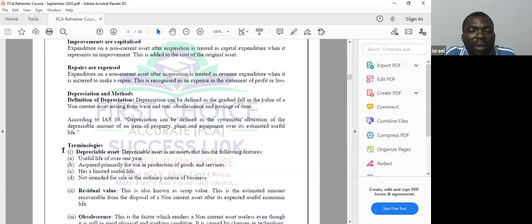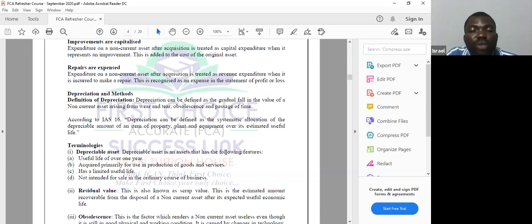So the next one we want to talk about is terminologies. Number one, we have the depreciable asset. A depreciable asset has the following features. What are the attributes that you look for before you say, yes, this one is depreciable? Number one, its useful life is always over a year. Once it's less than or equal to a year, it means that the amount should be expensed.